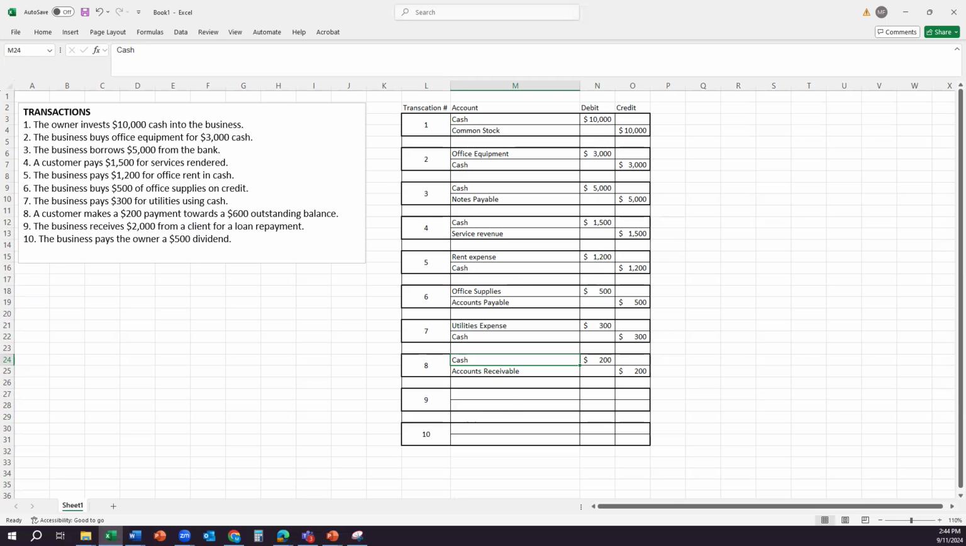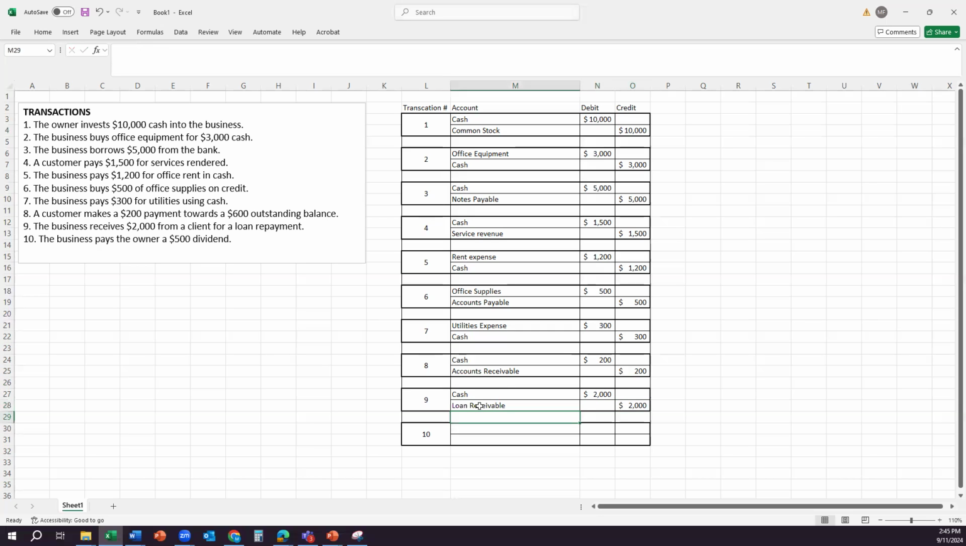Nine, the business receives $2,000 from a client for a loan payment. So somebody is paying us money they owe us from a loan. So again, if we're receiving money, then our cash asset will increase with a debit. And if it was money owed to us, a loan receivable is what money owed to us is called, we'll be crediting that 2000.